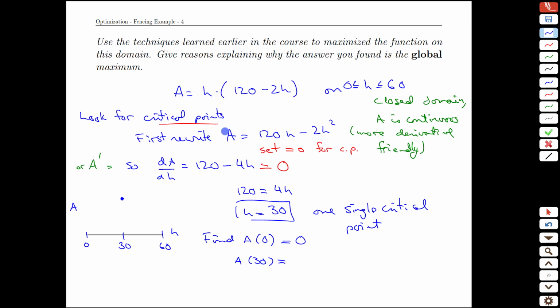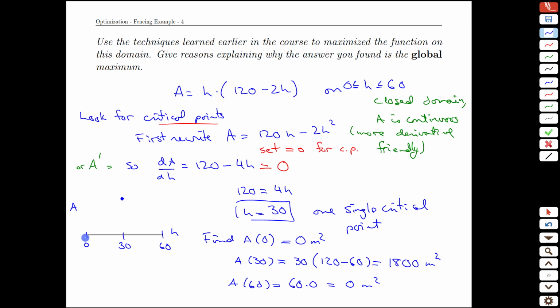We can predict what A of 30 is using either this formula or this one. We'll use the top one for simplicity. 30 times 120 minus 2 times 30 is 60. 60 times 30 is 1,800 meters squared. And last but not least, if h is 60, we'll have 60 times 120 minus 2 times 60, which is another 120 minus 120. That's also equal to 0 meters squared.